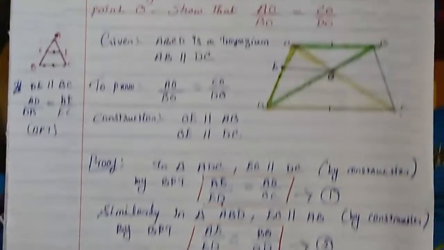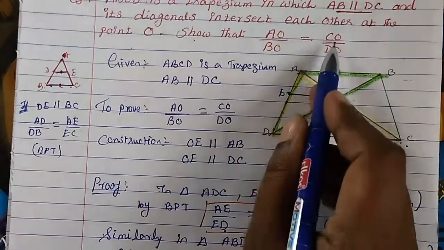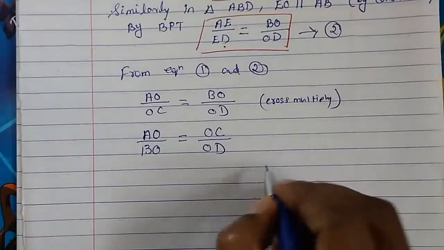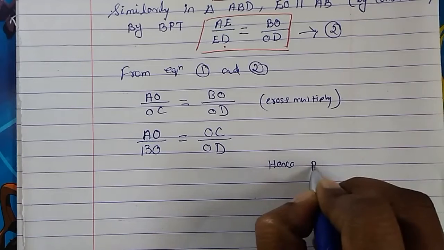So we have proved it now. See, AO upon BO equals OC upon OD, or CO, whatever it is, the same. So we have proved. Hence proved.